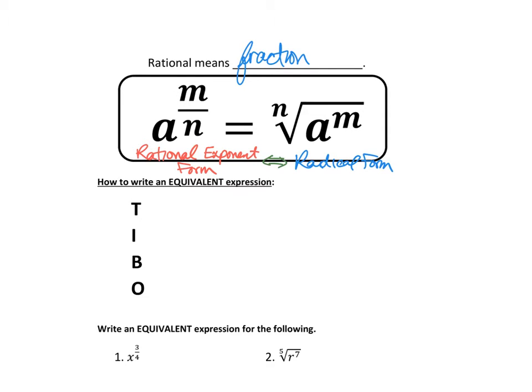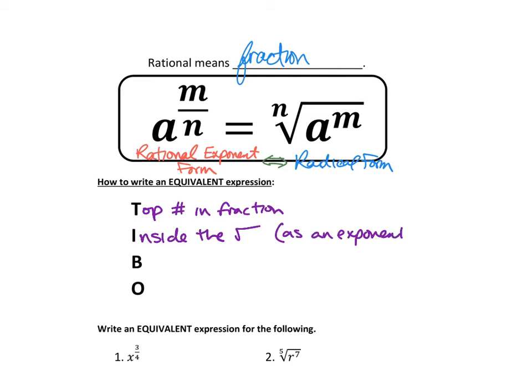You're going to take the top number in the fraction and you're going to put it inside the radical as an exponent. Top goes inside. That's the TI part of T-bow. Top number in the fraction goes inside the radical. Top goes in.